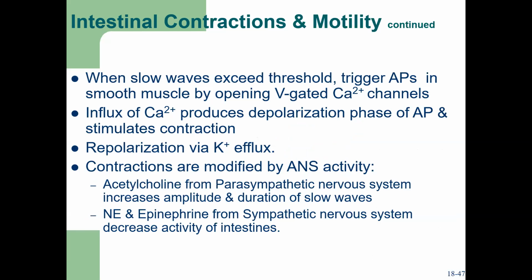So the contractions are modified by the autonomic nervous system. Acetylcholine from the parasympathetic nervous system will increase the amplitude and duration of the slow waves. Norepinephrine and epinephrine from the sympathetic nervous system will tend to decrease the activity from the intestines.